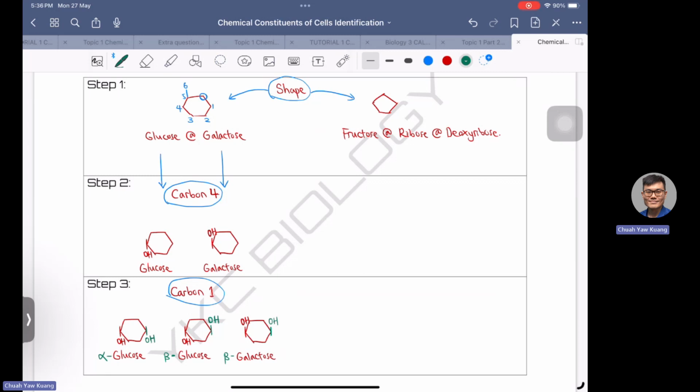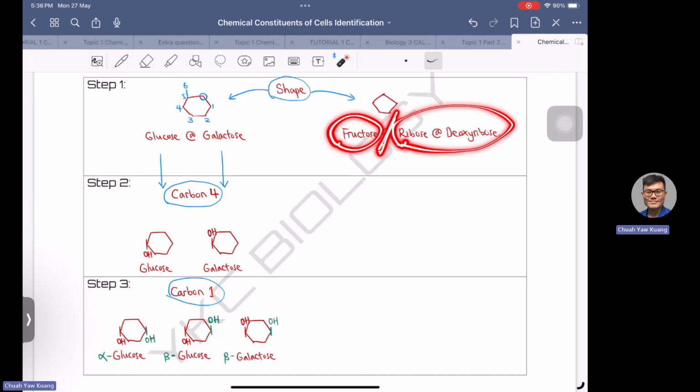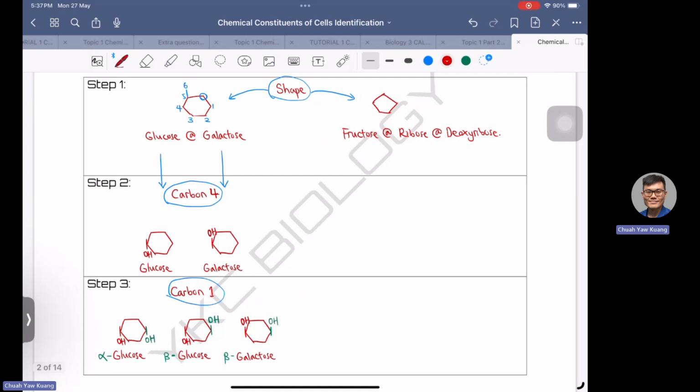That is for the first part, the hexagon part. Next, we look at the pentagon. In the pentagon, it can be either fructose, ribose, or deoxyribose. How are we going to differentiate that? In step 2, we differentiate fructose from the other pentose sugars. Fructose is actually a hexose sugar, meaning it has 6 carbons. So in step number 2, it would be the number of carbons.